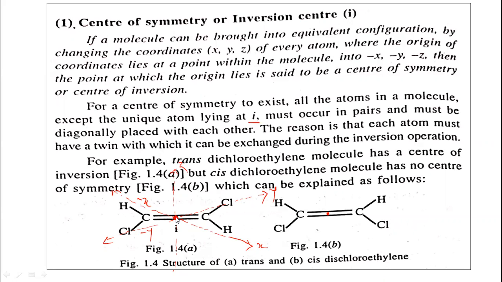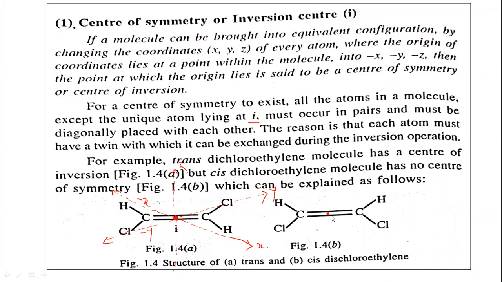You can see now the example, it is trans dichloroethylene molecule. It is shown in the diagram. At this center, if you move this side diagonally, the chlorine atom is there, and on the opposite side the chlorine atom is there. It means that this molecule has the center of symmetry. Similarly, on this side the hydrogen atom lies there, and on the opposite side the hydrogen atom lies there. So it means that the trans dichloroethylene molecule has a center of symmetry or center of inversion.